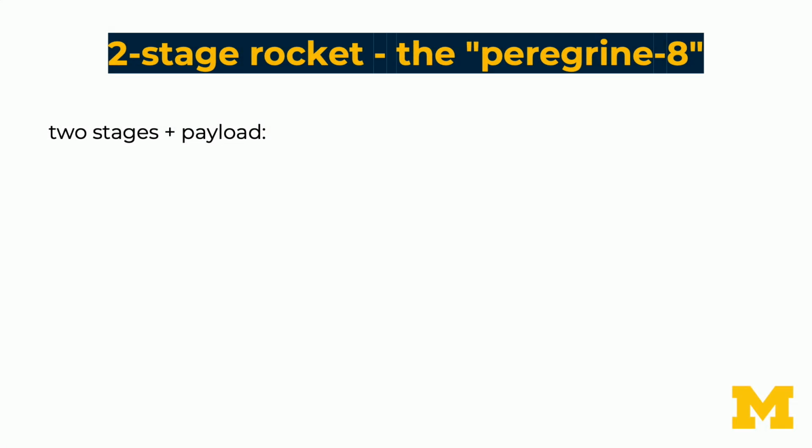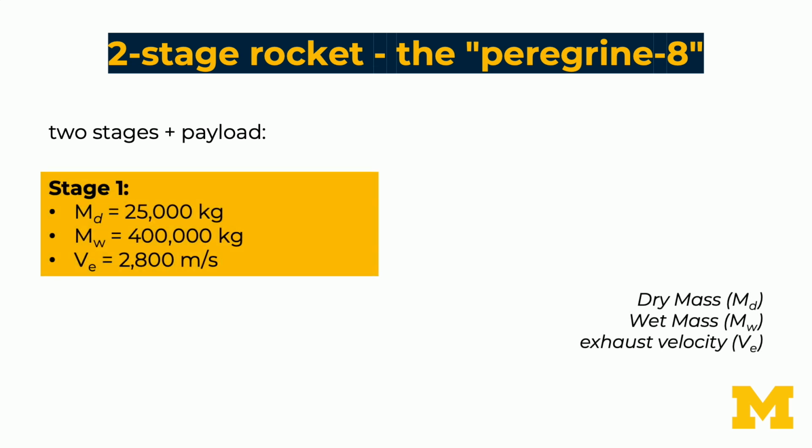So what we're going to do is go through some math of a two-stage rocket. We're going to call it the Peregrine 8 rocket because we're going to use Falcon 9-ish numbers, but we're going to make up some stuff a little bit. The Peregrine 8 has two stages, and we need the dry mass and the wet mass of each stage, because each stage has a bunch of fuel in it. Each stage has some engines, and so it has some mass, and it has a different exhaust velocity.